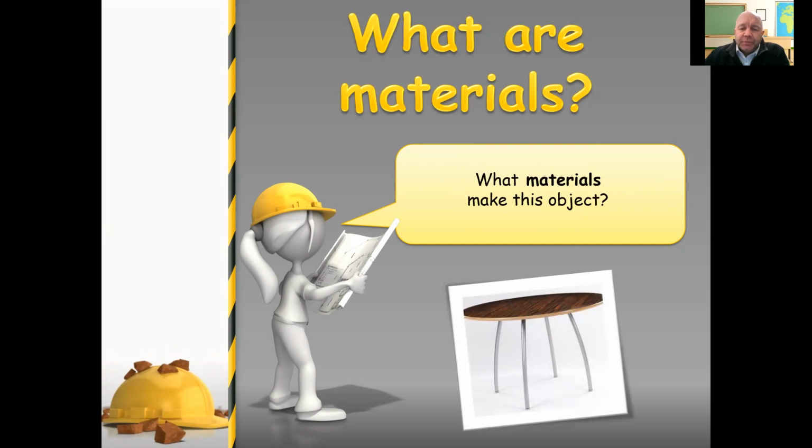So here's an object. What materials do you think are used to make this object? Well, hopefully we can all see that this is a table, but the materials used will be wood for the top circular bit, the surface of the table, and then metal to form the legs. Now, wood and metal is quite a general term. Now, some of us might be able to be more specific. So the wooden table or the wooden top, do we know what type of wood it is?